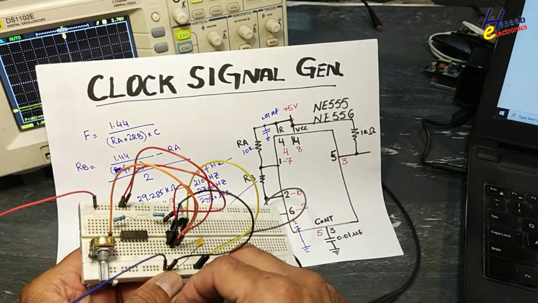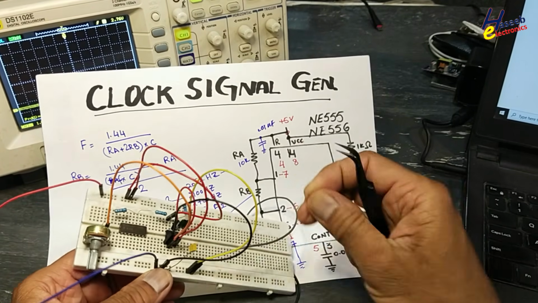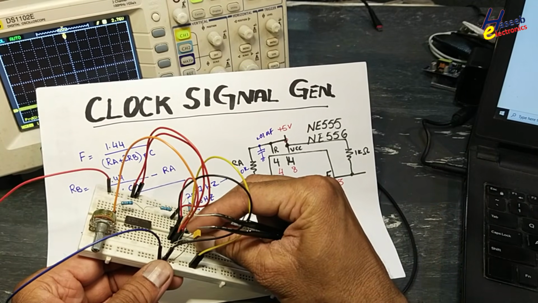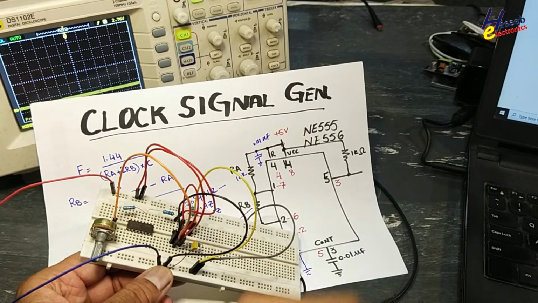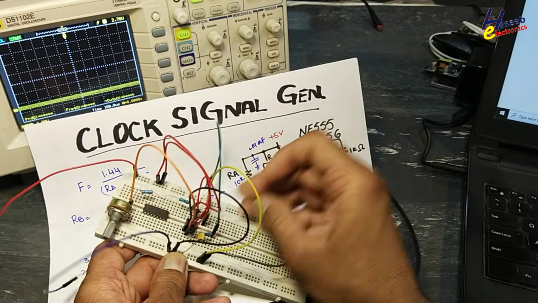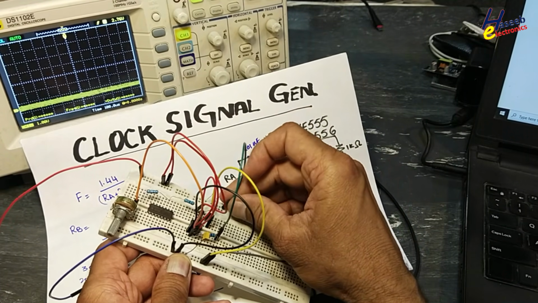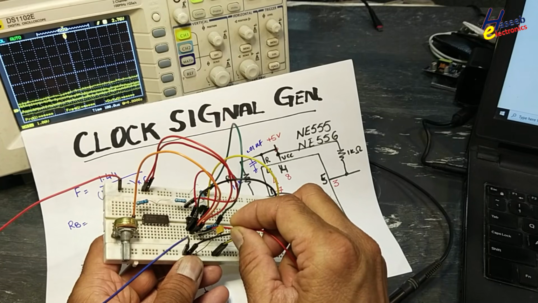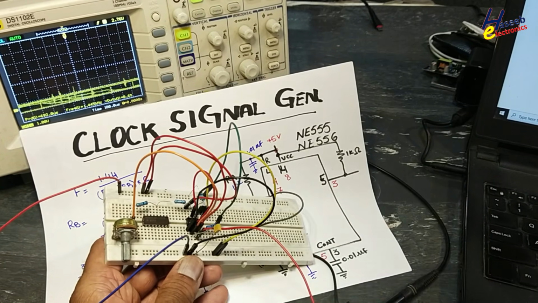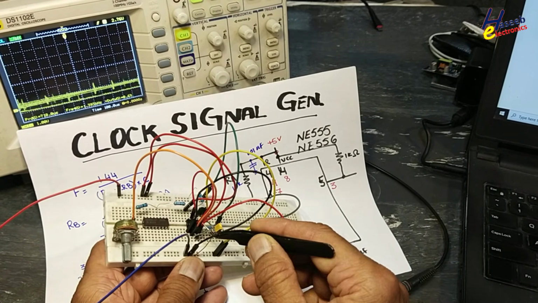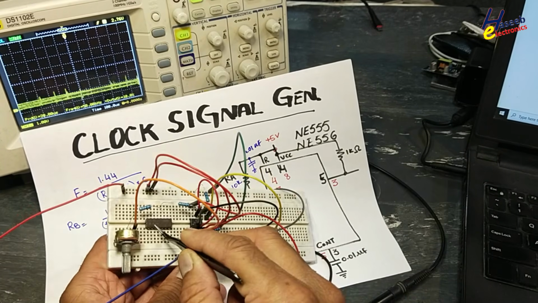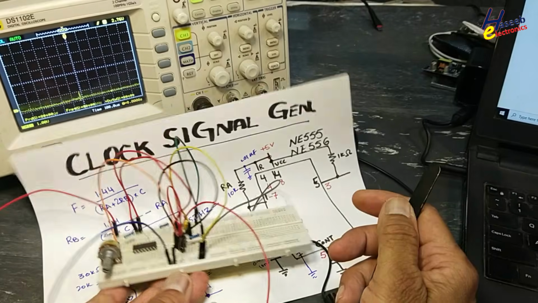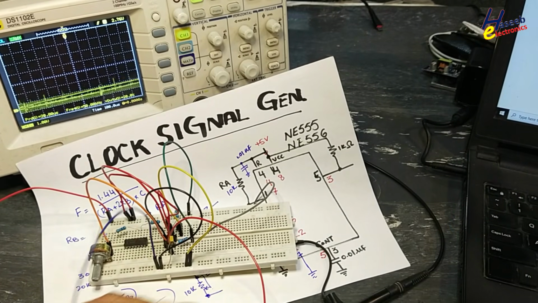Now we need a pull-up resistor as a load resistor between pin number 3, that is the output pin, and the positive supply. This resistor's second side will be connected to the positive line, and we will take output from pin number 3. We shifted all components connected on the NE556 to this IC. Let's connect power.